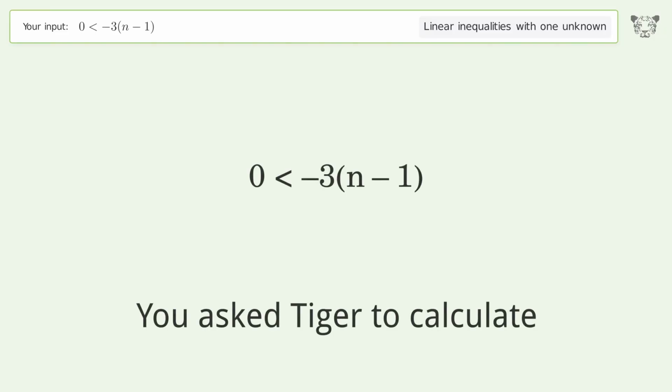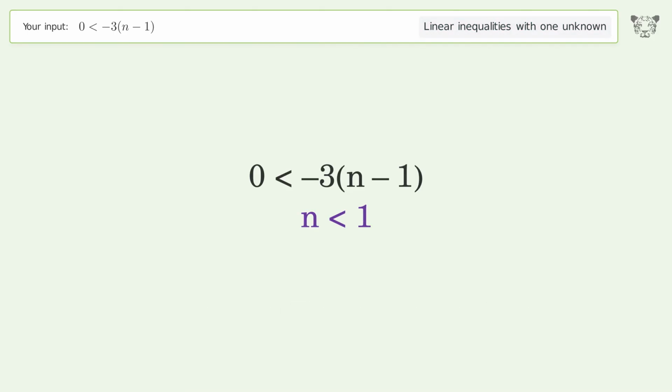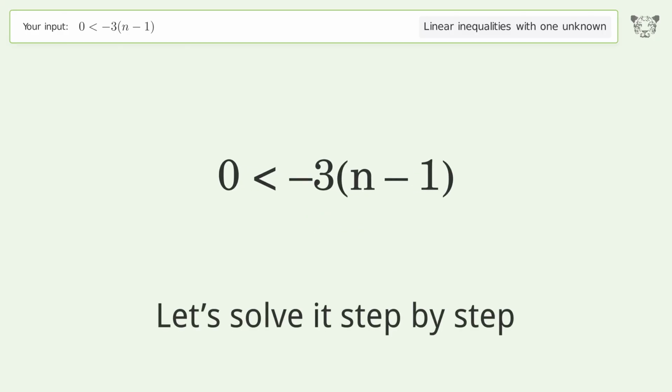You ask Tiger to calculate. This deals with linear inequalities with one unknown. The final result is n smaller than 1. Let's solve it step by step.